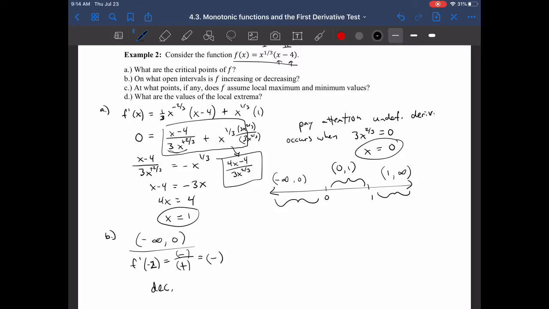If we take a look at the next interval, from 0 to 1, I can pick a point in there. Between 0 and 1, we might as well do 0.5. So f prime of 0.5. If you plug in a half times a 4, that gives us something smaller than 4. That gives us a negative in the numerator. And in the denominator, we get a half to the 2/3 power. That is going to give us a half squared, which is a quarter. And then the cube root of a quarter, we're ending up with something positive again.